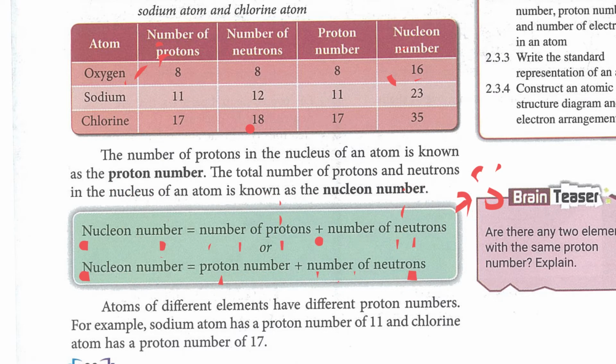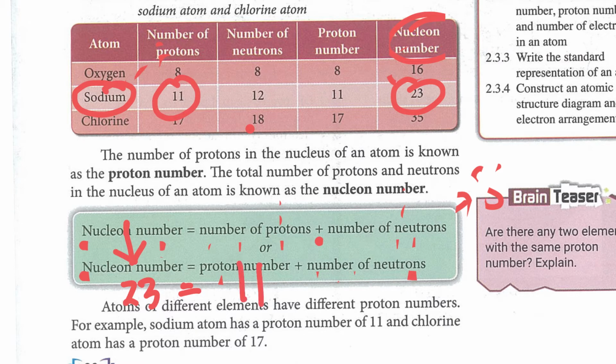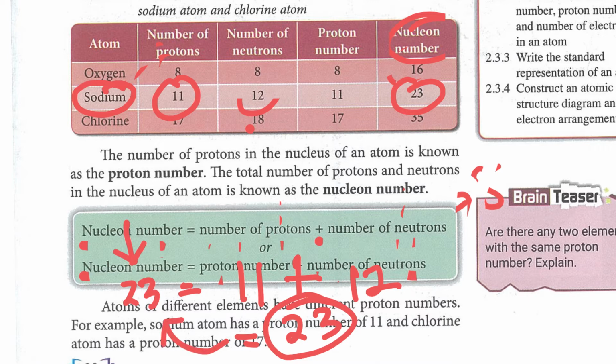We try to understand this one, sodium. Look at the number of nucleons. It's 23. Nucleon number is equal to proton number, which is 11, plus number of neutrons, 12. So you have 23. Okay, I hope you understand.